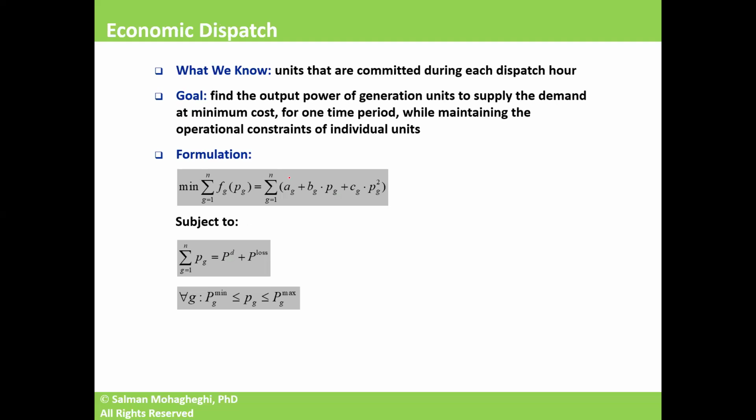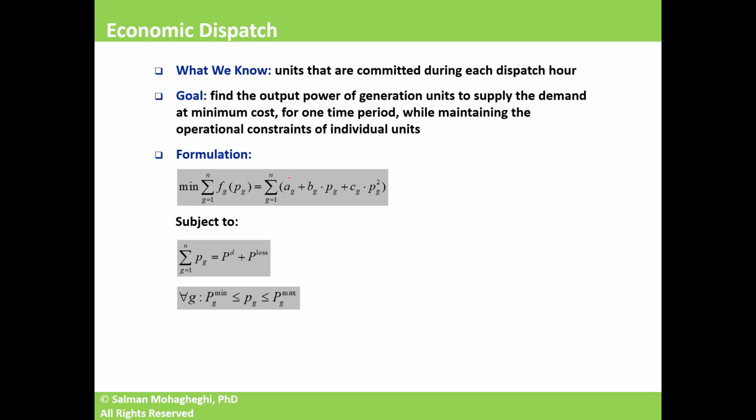Once we have done unit commitment a day in advance, we get into the actual dispatch day, and we would have to run multiple economic dispatch solutions. Now, for the economic dispatch solution, what do we know? From unit commitment, we know at every hour of the day what units are going to be committed or operational. Given that information, our goal is to find the output of active power produced by these units to supply the demand at a minimum cost.